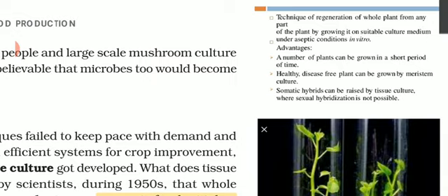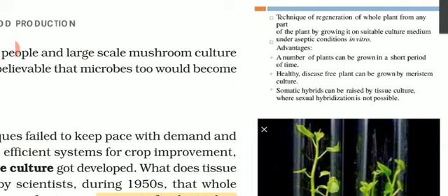In vitro, if you remember, I have already told you, means artificially, because here we are doing it manually. It is not a natural technique. Aseptic conditions means hygienic conditions. What are the advantages? As we have already studied, a number of plants can be grown in a short period of time, meaning quantity can be improved. Second is that healthy, disease-free plants can be grown by meristem culture. This is also an important part of this tissue culture technique. Let's see. A plant is suffering from a disease.